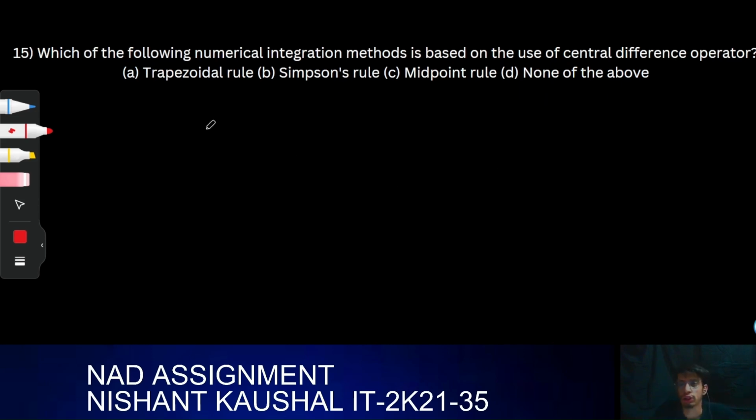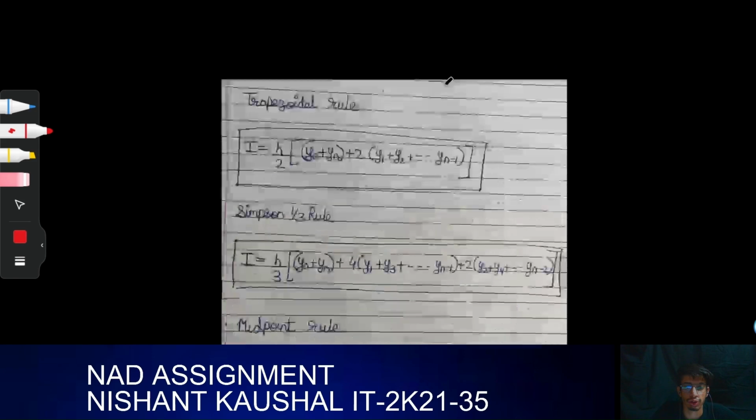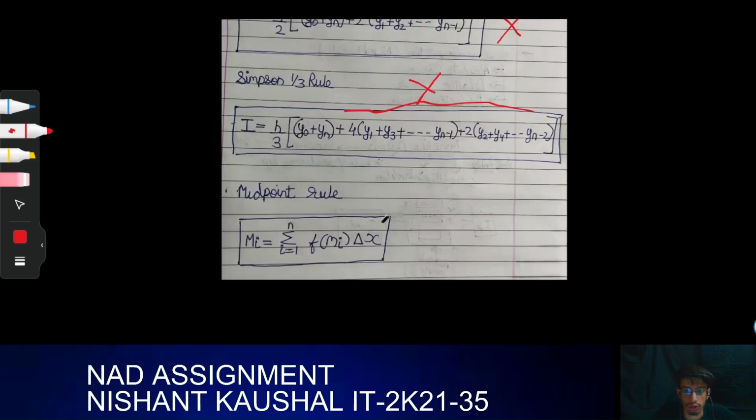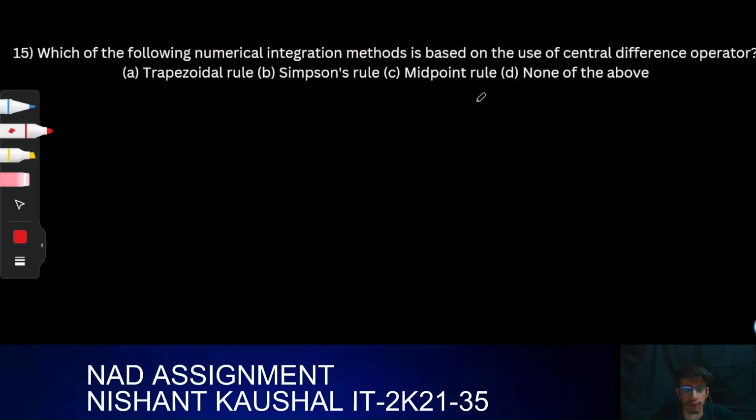Let us proceed to question number 15. Which of the following numerical integration methods is based on a central difference operator? Trapezoidal rule, Simpson's rule, midpoint rule. Let us see the formulas. The trapezoidal rule does not use it, so it cannot be the answer. In Simpson's one-third rule, we don't use it either, so it also cannot be the answer. And in the midpoint rule, we can clearly see we are not using it, so it also cannot be the answer. So the answer will be D, none of the above.